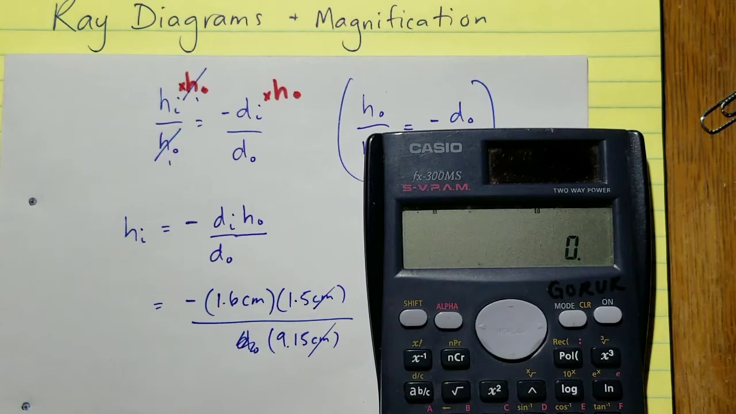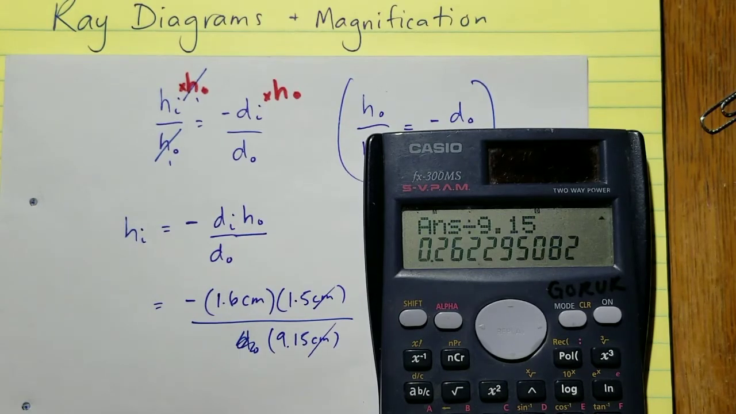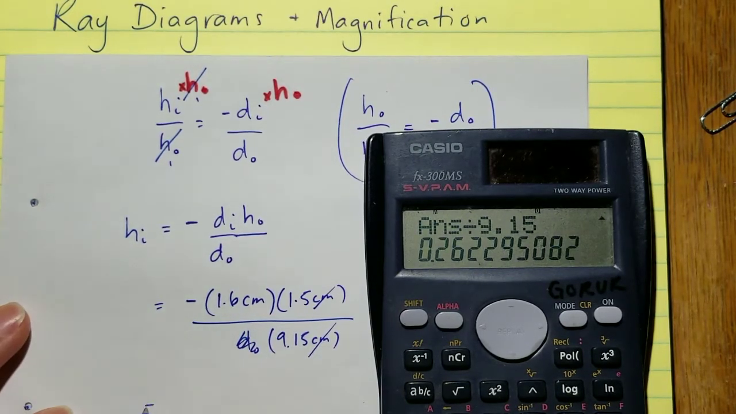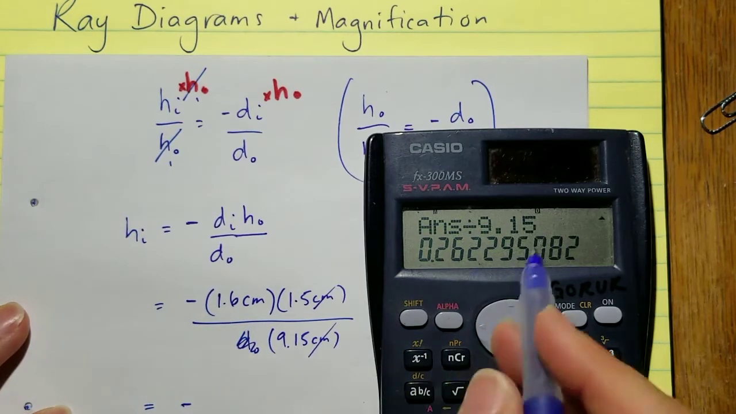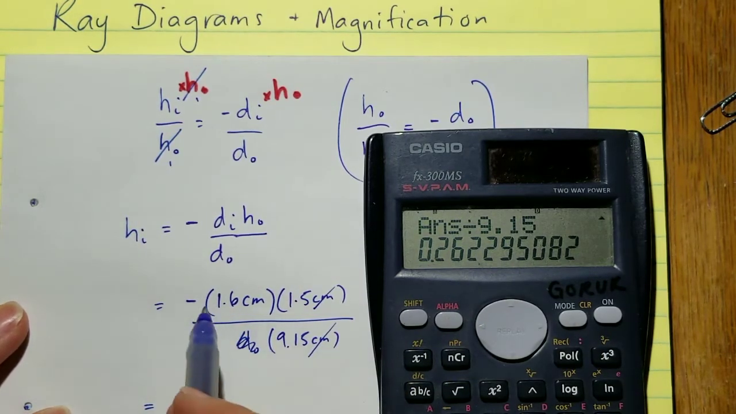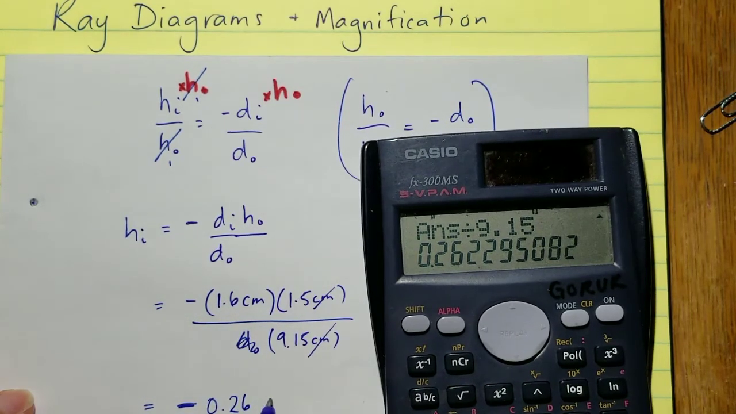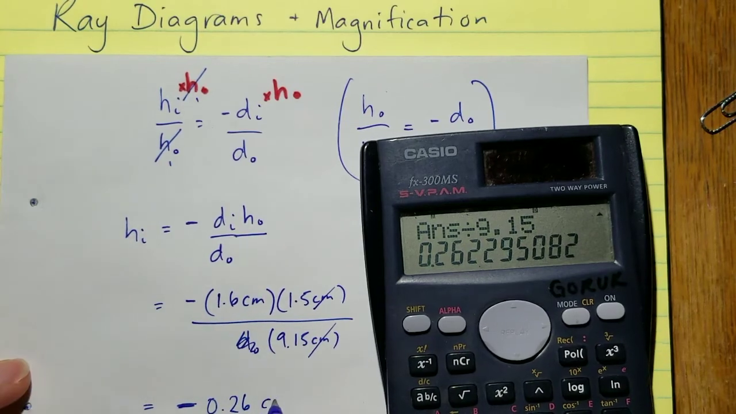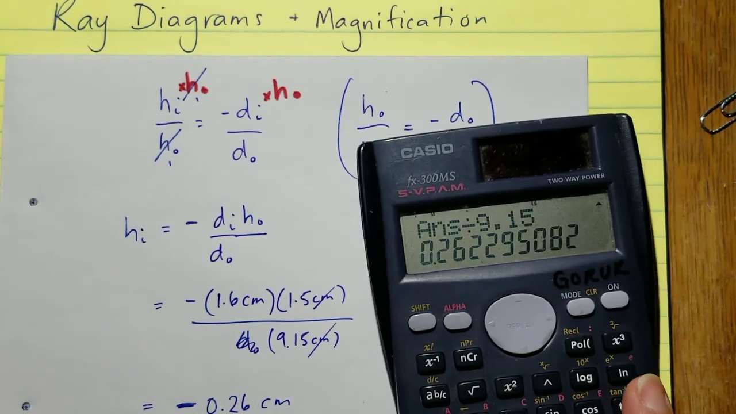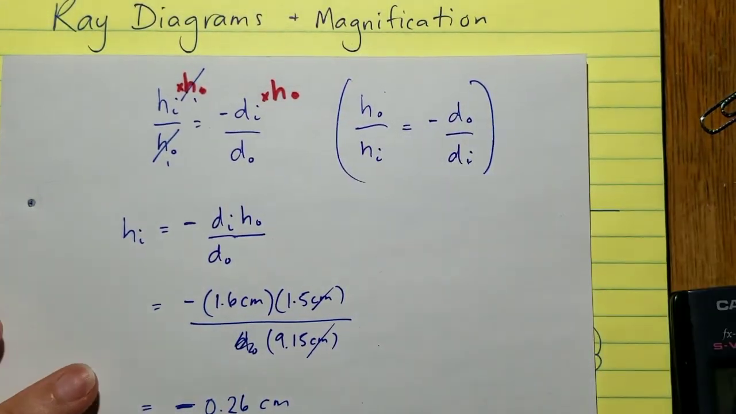Okay? So there's a negative there, but I'm just going to go 1.6 times 1.5. I hit equals and then divide by 9.15. And that gives me, there's the negative sign. I didn't put the negative in my equation because I just know that a negative times a positive or divided is going to end up being negative. That's 0.26 centimeters. That's pretty close to 3 millimeters.